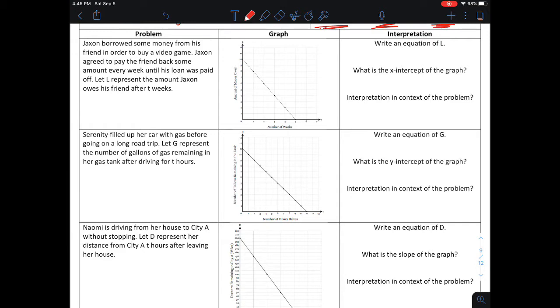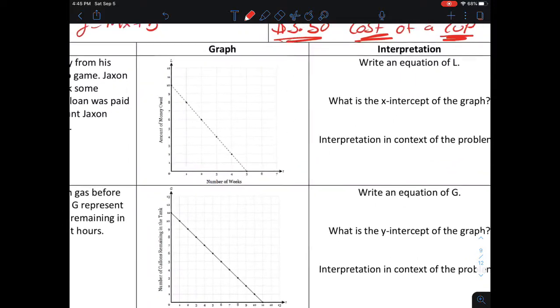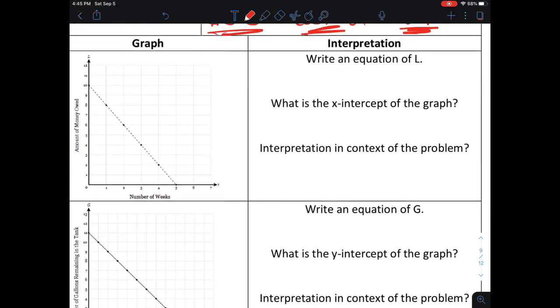Jackson agreed to pay his friend back some money every week until he paid all the money back. L is how much money the loan. L represents the amount of money Jackson owes his friend after T weeks. Let me zoom in. We get the graph here. So we want to start by writing the equation of L.